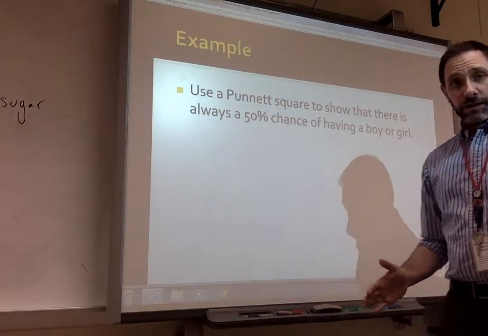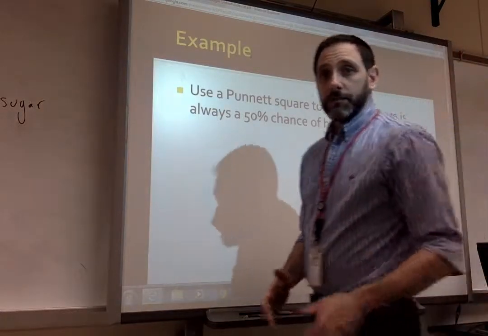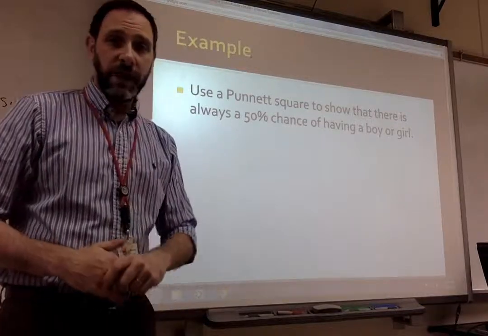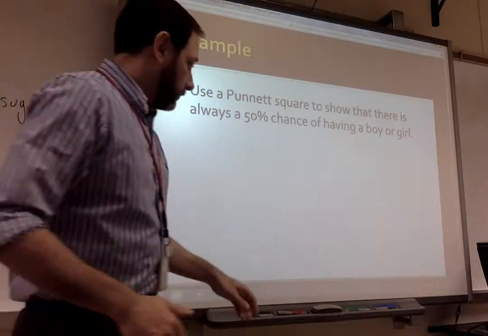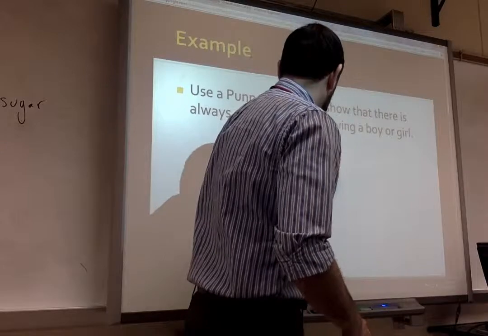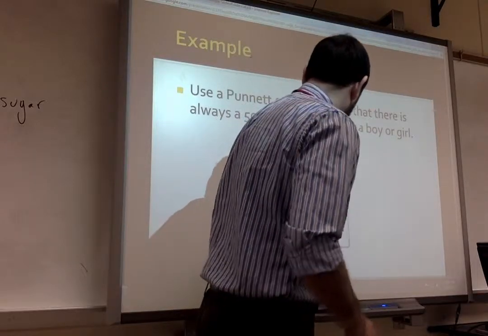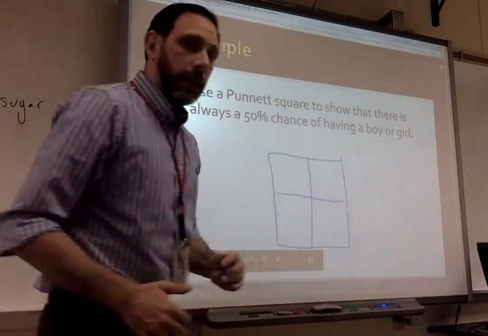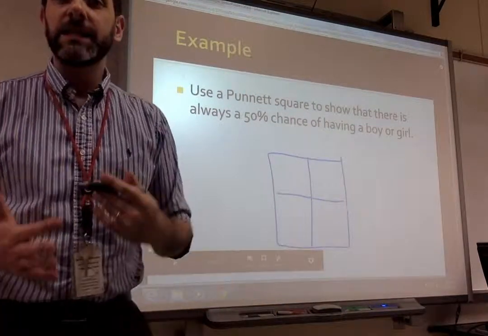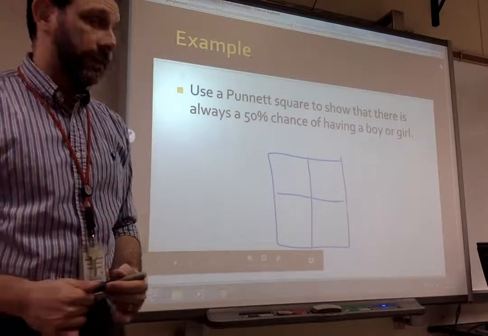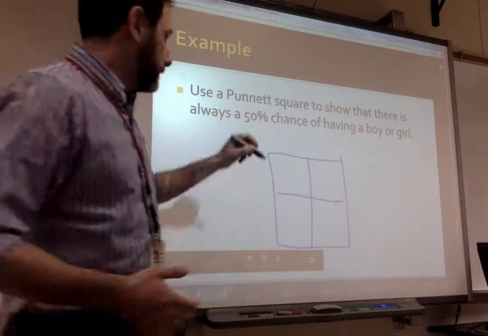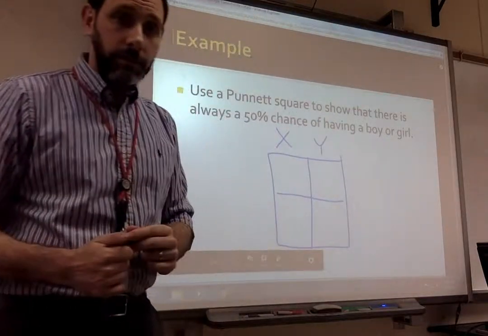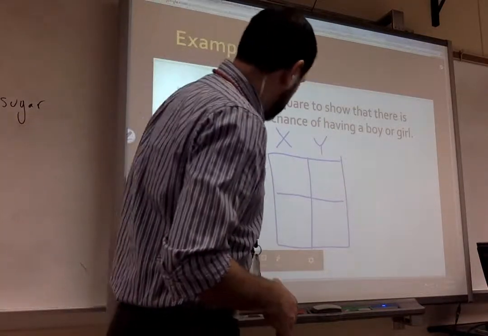First of all, I'm just going to do a very simple Punnett square showing that there's always a 50% chance of having a boy or a girl. So the way I'm going to do this, I will set up my Punnett square, and I'm going to fill it in with the parents' sex chromosomes. Now the dad is always going to be XY, and the mom is always going to be XX.